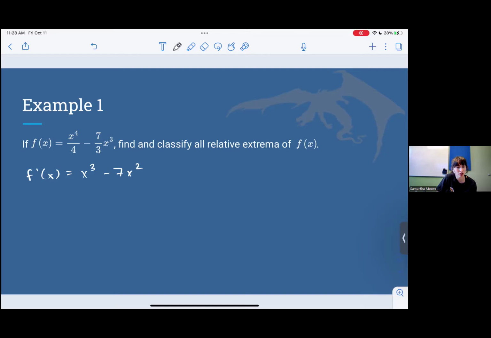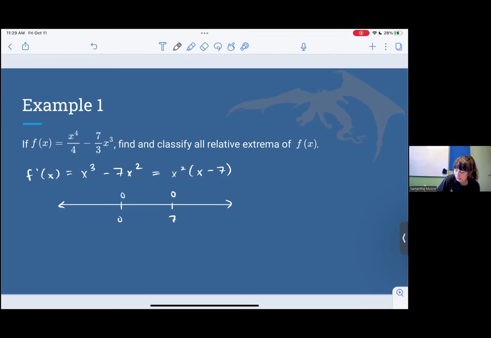And again, I want to figure out the sign chart of where f prime is going to be positive and negative. So I'm going to want to figure out where this thing equals 0. So it's going to make sense to factor f prime of x. And that helps me start making my number line. So at x equals 0 and at x equals 7, f prime is going to be 0.